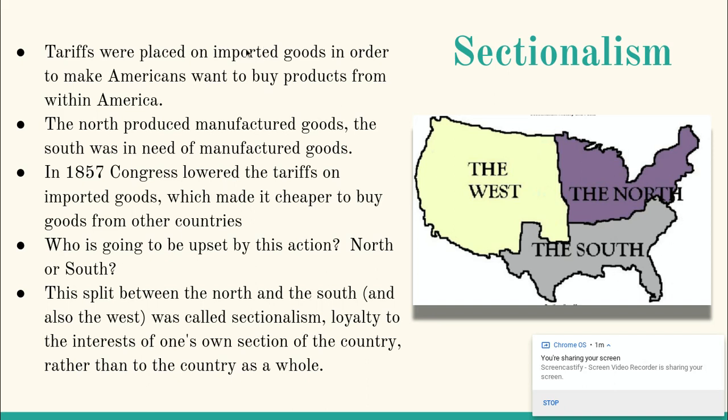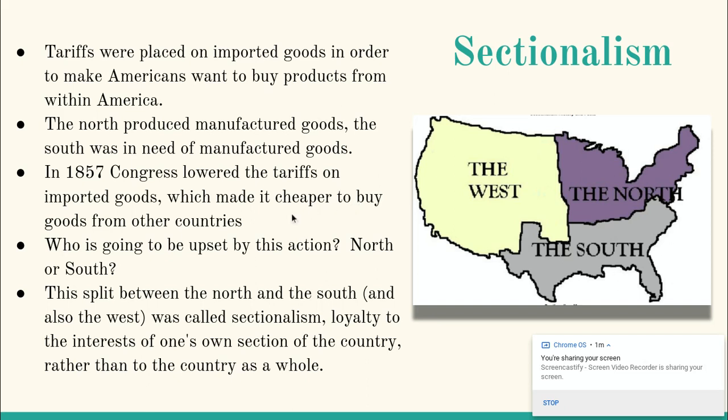So tariffs or taxes were placed on imported goods in order to make Americans want to buy products from America. So basically, imported goods were taxed more. So that's goods coming from other countries were taxed more so that people would just buy the products that were already in the United States instead of buying from another country. Okay. So again, this is all before the Civil War. Since the North produced manufactured goods, the South was in need of the manufactured goods, and they would usually buy from the northern states. So again, that was good for the North.